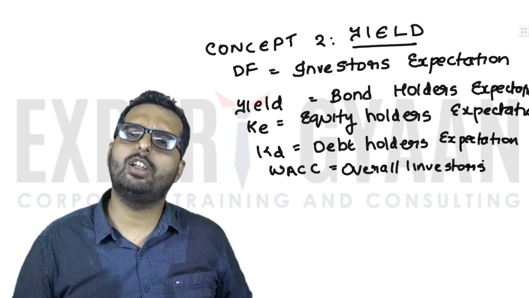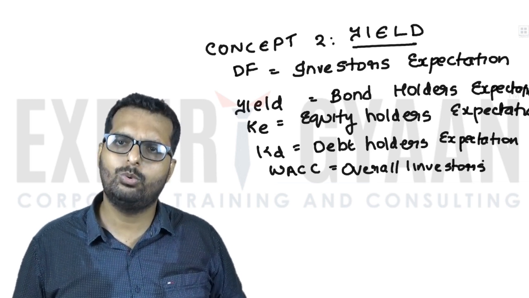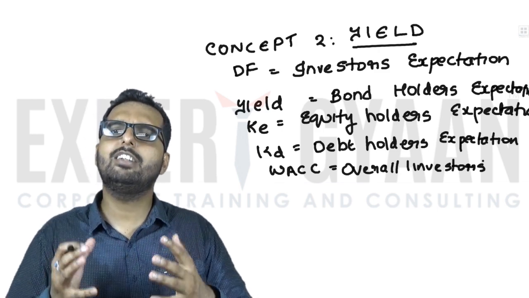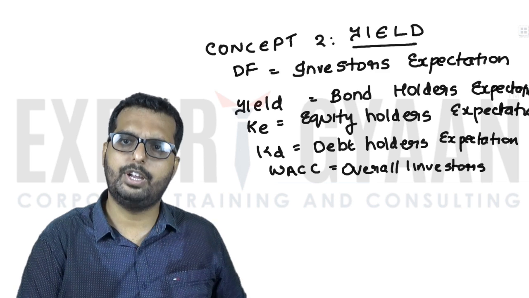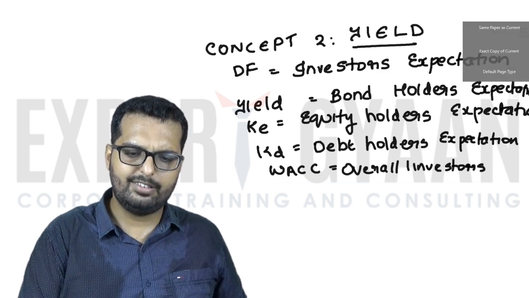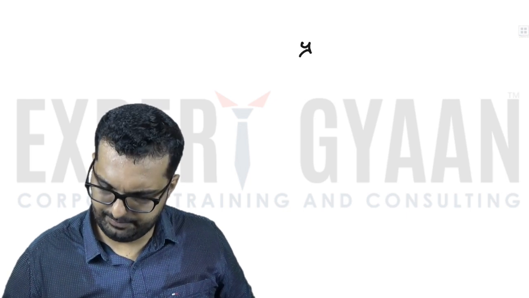So now since we are talking about the chapter of bond valuation, we use a terminology known as yield, because yield is nothing but the bond holders' expectation. All right. Let us now learn what are the 5 types of yield.